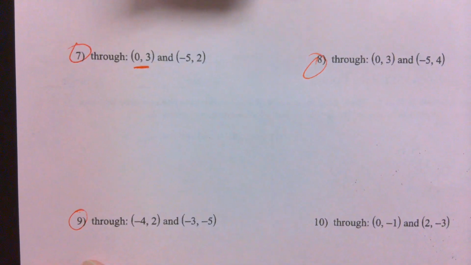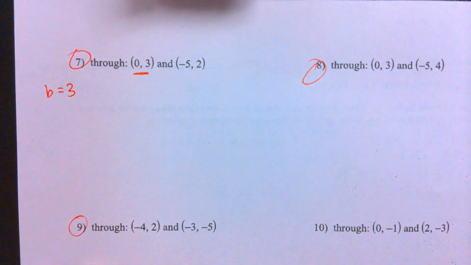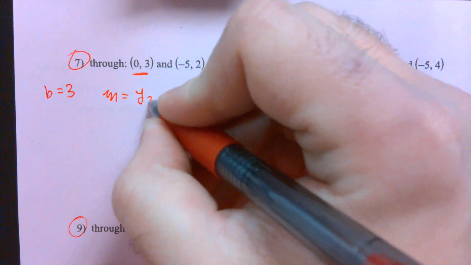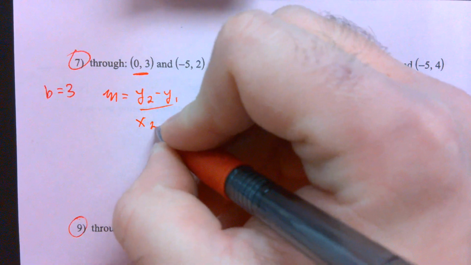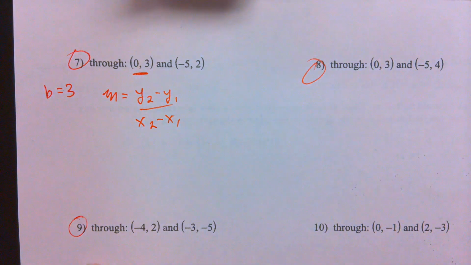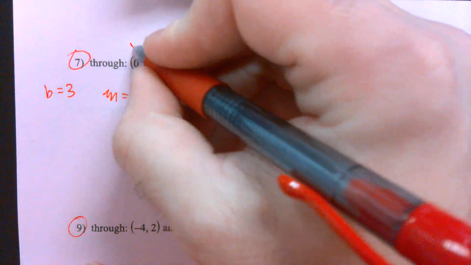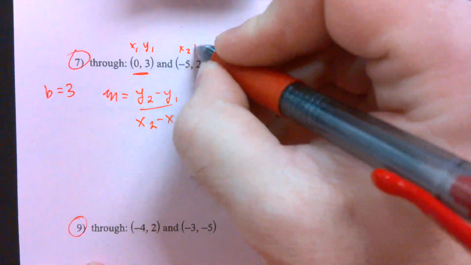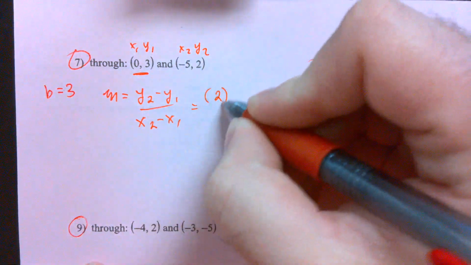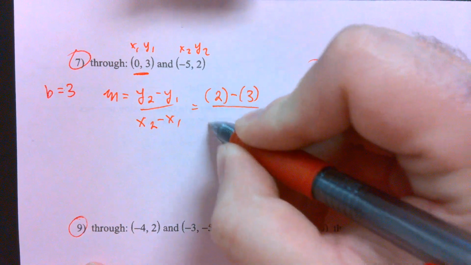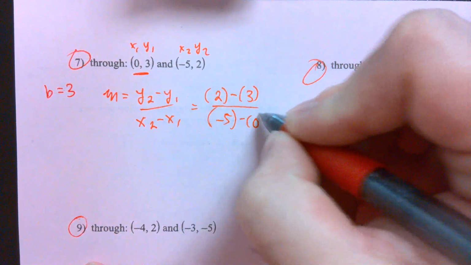7 on the back. Now this one's easy because our B value is already given to us. Hopefully you guys were able to recognize that on some of these. 0, 3. We know that our B is equal to 3. But we still got to find our slope. M is equal to y2 minus y1 over x2 minus x1. I'm going to label these points x1, y1, x2, y2, and I'm going to plug them in. 2 minus 3 over negative 5 minus 0.